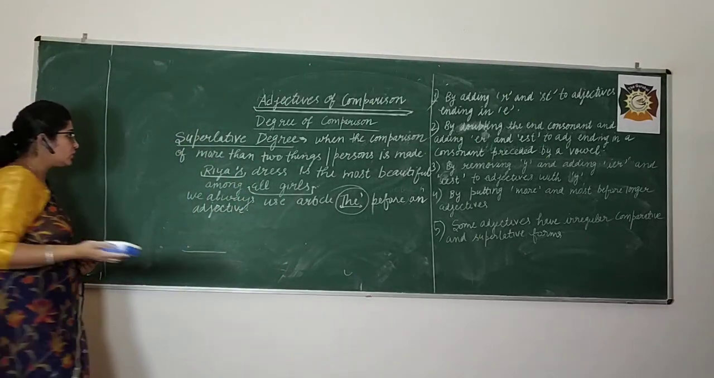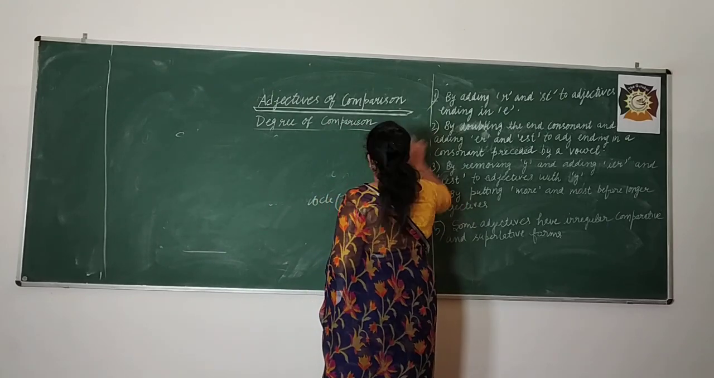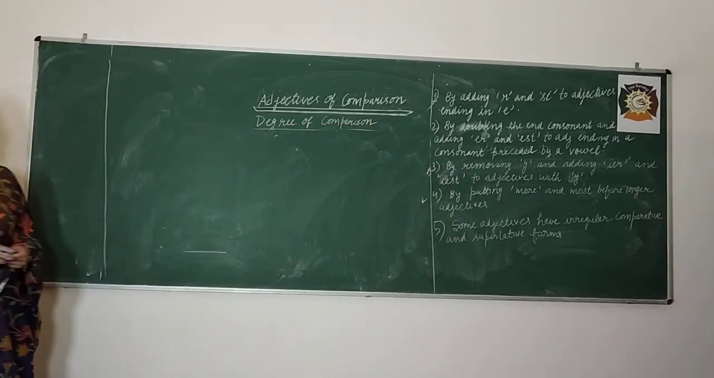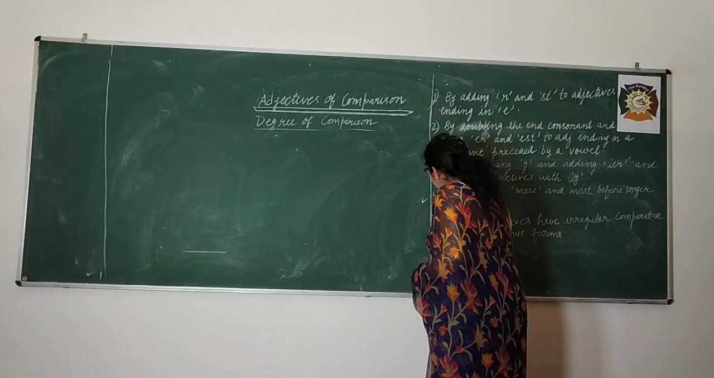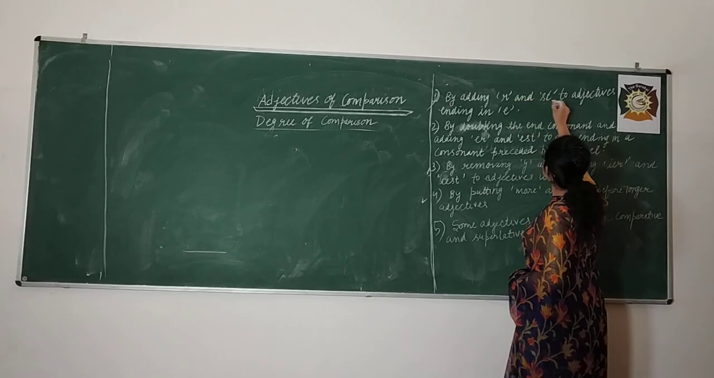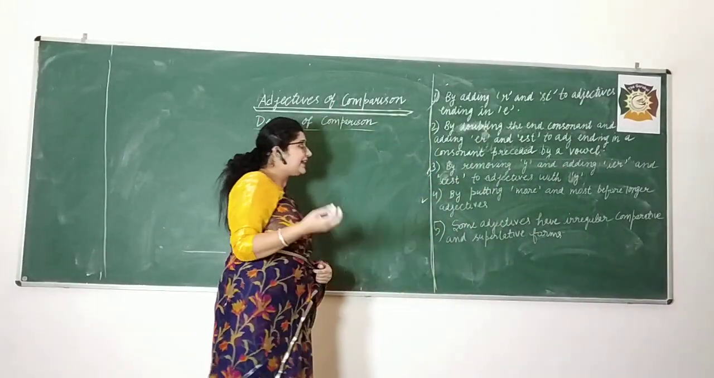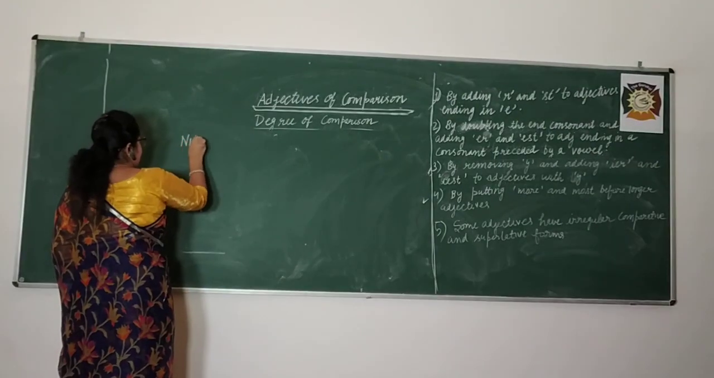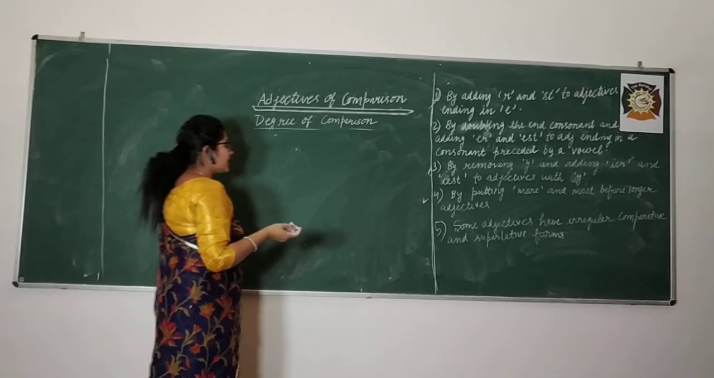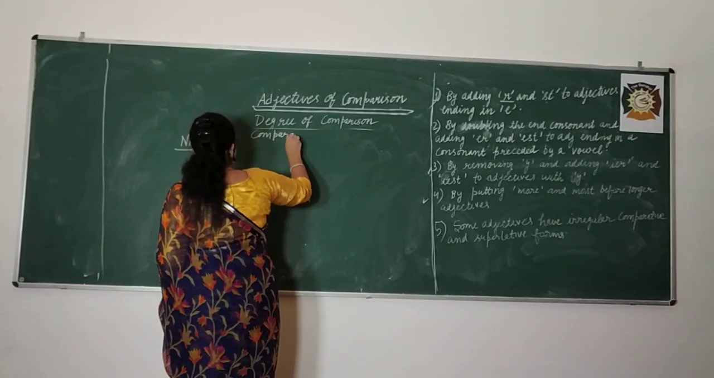Now I will tell you how to make comparative adjectives and superlative adjectives. So, to save your time, I have already written all these rules on the board. First rule is adding R and ST to adjectives ending in E. There are many adjectives that end in E, like nice. So, at the end of nice, here is E. So, what the rule says? The rule says that we will add R in comparative.